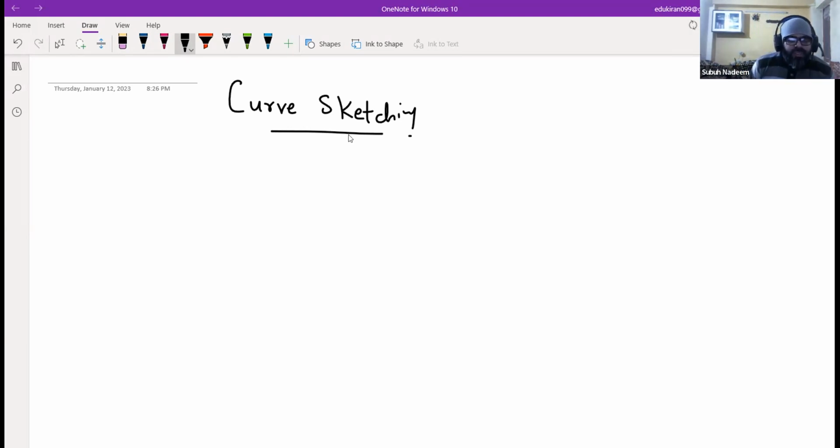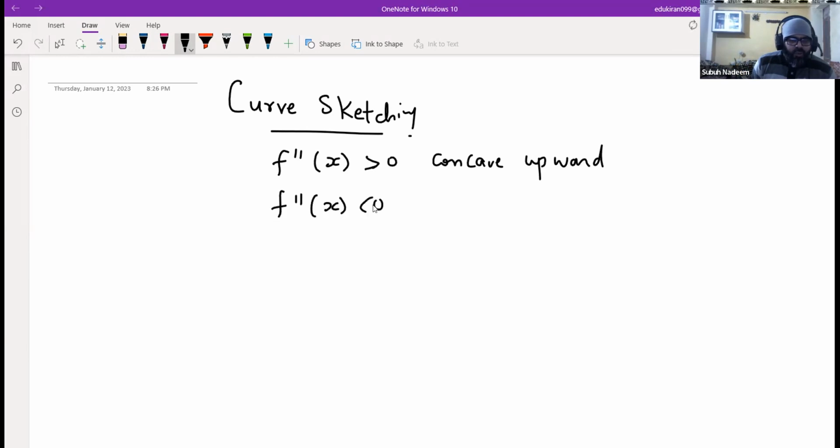So double derivative, which is f double dash of x, if it is greater than 0, then the curve is concave upward. And if the double derivative is less than 0, then it is concave downward. And if it is concave upward, then there is a chance of getting minima somewhere. And if it is concave downward, you will get maxima somewhere.